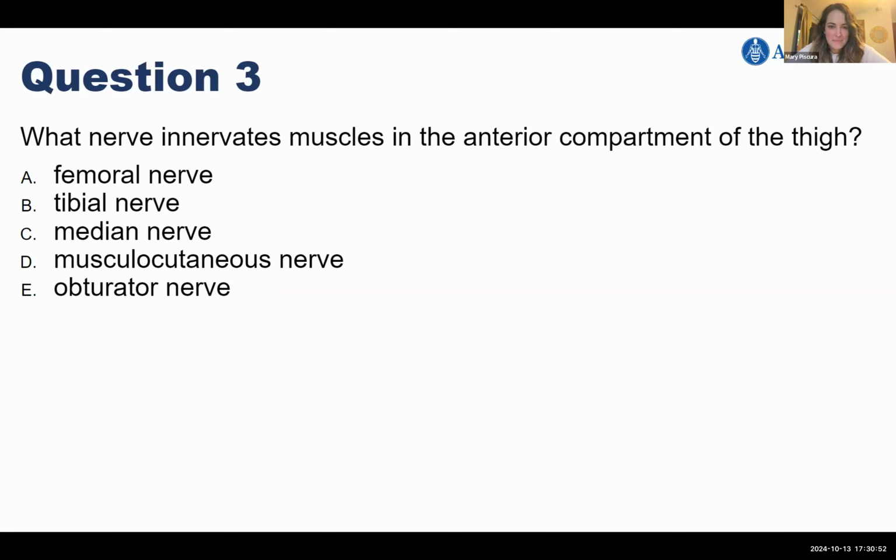All right, and for the sake of time, I'm going to go ahead and close this poll in 5, 4, 3, 2, 1. All right, so yes, it would be the femoral nerve.